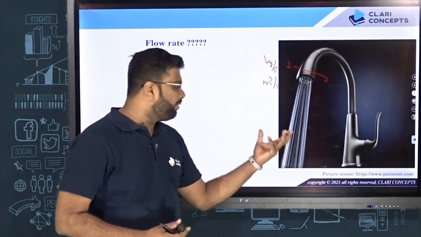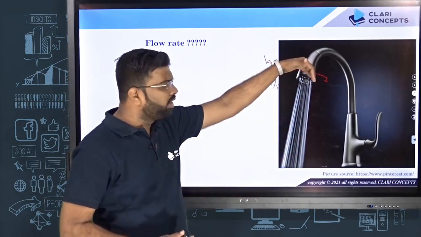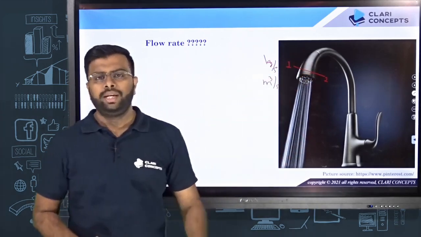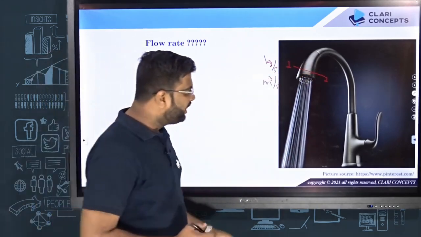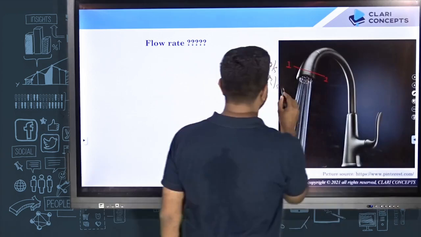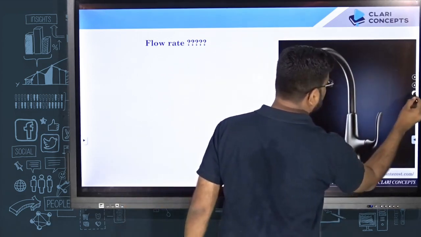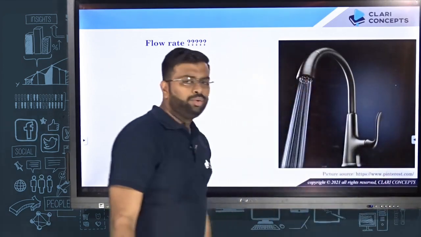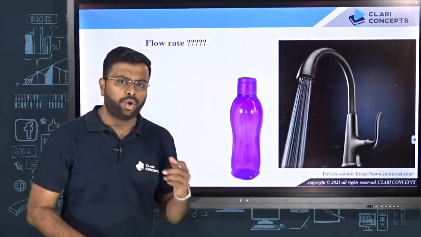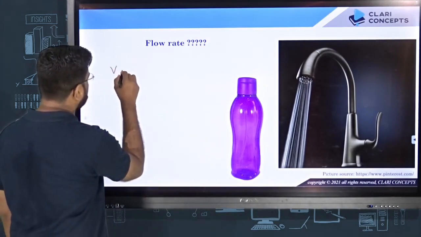How will you make sure how much quantity of water is flowing through this section, or rather how much quantity of water is coming out through this tap in every second? Alright, let me give you an experiment today. You can easily do this experiment at your house. What you have to do is take a bottle of known volume. Let us say the volume of this bottle is, for example, 1 liter.